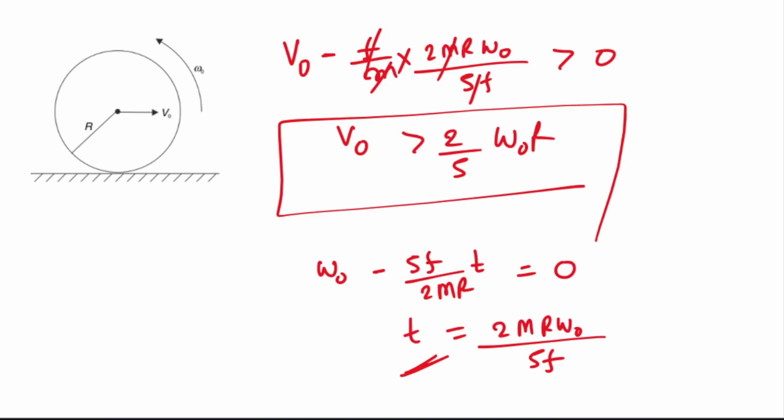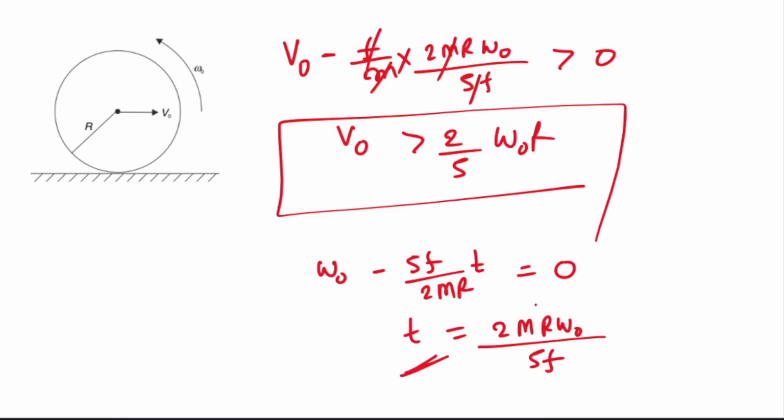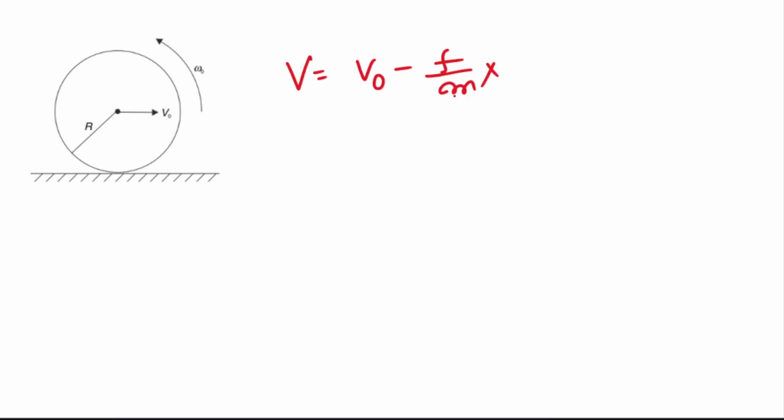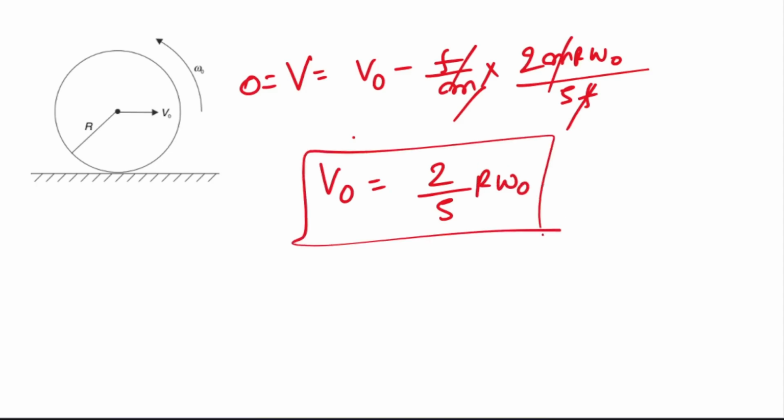So now do one thing, put this value in the velocity expression. So v equal to v naught minus f by m into t. Into t you put 2mr omega naught by 5f, right? So this will get cancelled and you will be left with what? V is becoming zero, right? So V naught is equal to 2 by 5 r omega naught.